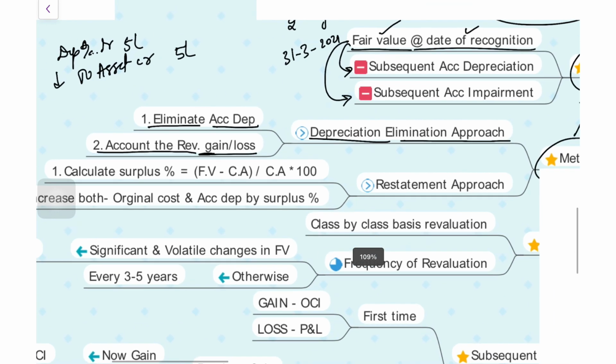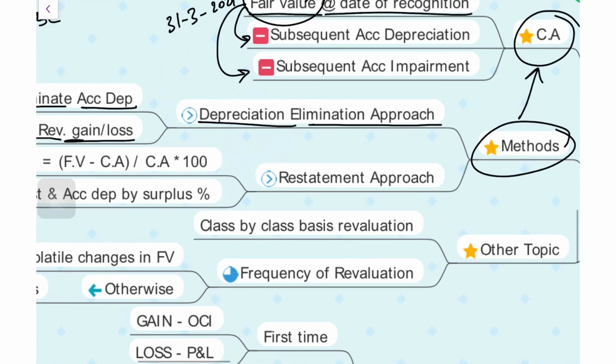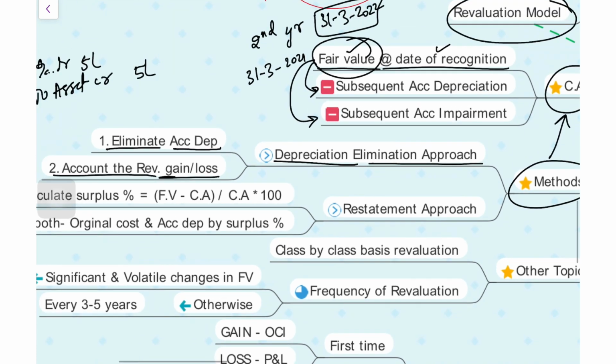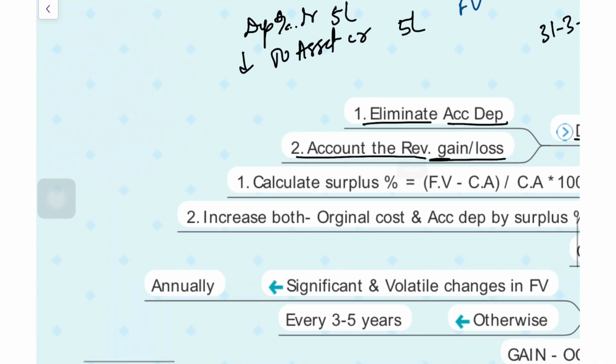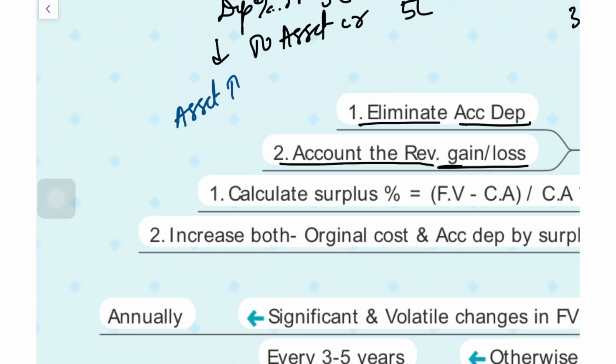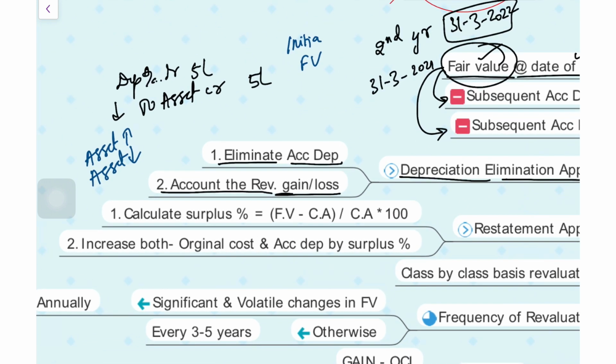The second thing you have to do is account for the revaluation gain or loss. When you are revaluing, the fair value might be more than the initial cost you recorded, or it might be lesser. So there might be a revaluation gain or a revaluation loss. You find this whenever there is a difference between your initial cost and your fair value at the subsequent measurement date. If there is a gain, you increase your asset with that, and if there is a loss, you decrease your asset accordingly. This is how you do it using the depreciation elimination approach. First, eliminate the depreciation from the asset, and second, account for the revaluation gain or loss.